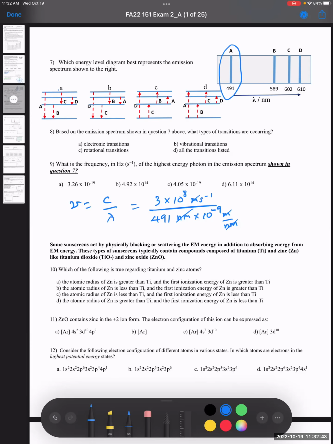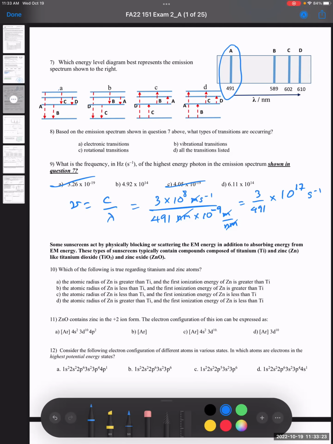And then that value, if we just leave the numbers here for the moment, 491 multiplied by 10 to the power of minus 9, so 10 to the power of 8 plus 9, 10 to the 17 per second. Okay, so I'm going to eliminate options A and C now. Now we are between options B and D. And what we need to do is divide 3 by 491.